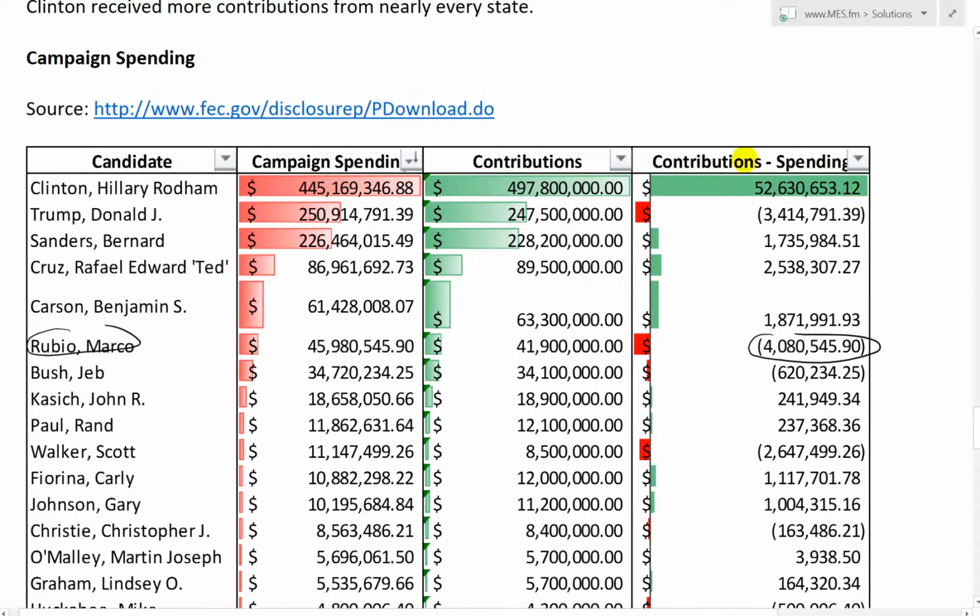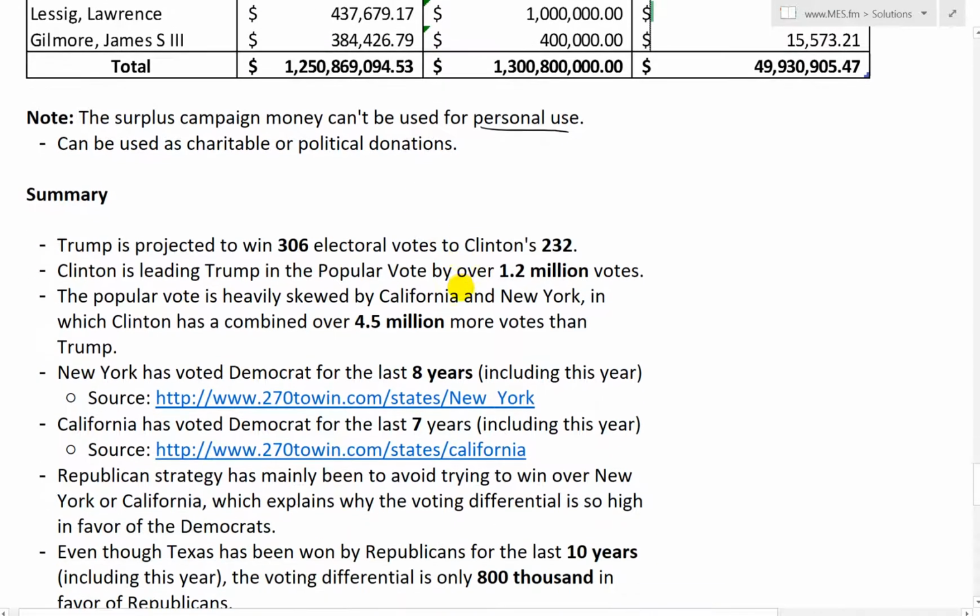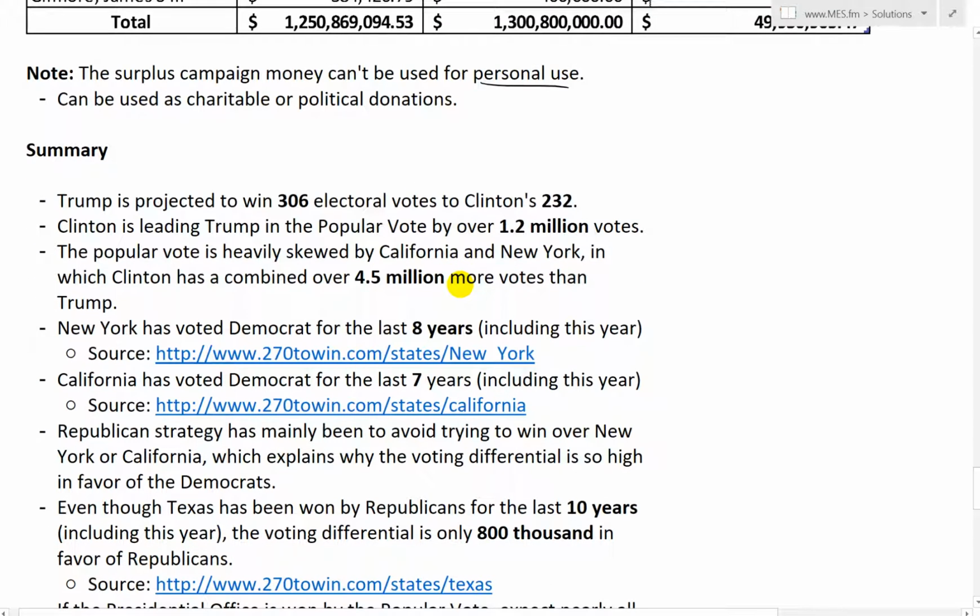Again, a lot of that money goes to Clinton. And note that surplus campaign money can't be used for personal use, but can be used for charitable or political donations and other stuff like that. I believe there are strict rules on that.